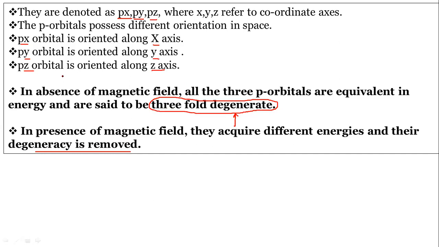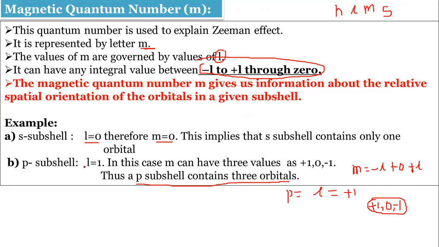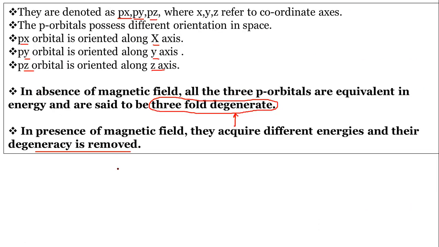Now this is for p orbital, p subshell. Now anyone can tell me what is the value for d subshell. Now for d subshell, tell me what is the value of L? 2. Now tell me the values of magnetic quantum number. Plus 2, plus 1, 0, then -1, correct, and -2.